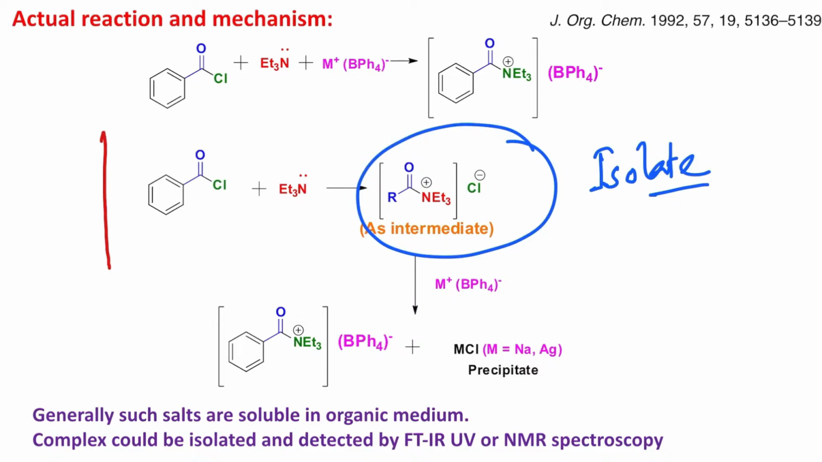So how to prove this? For that purpose we take a metal tetraphenyl borate salt. Why? Because this tetraphenyl borate anion is bigger in size. Consequently, it can isolate the cationic part efficiently. Let's discuss. When you add this metal tetraphenyl borate in the organic medium along with the reaction, the tetraphenyl borate combines with this cationic part and produces this salt.